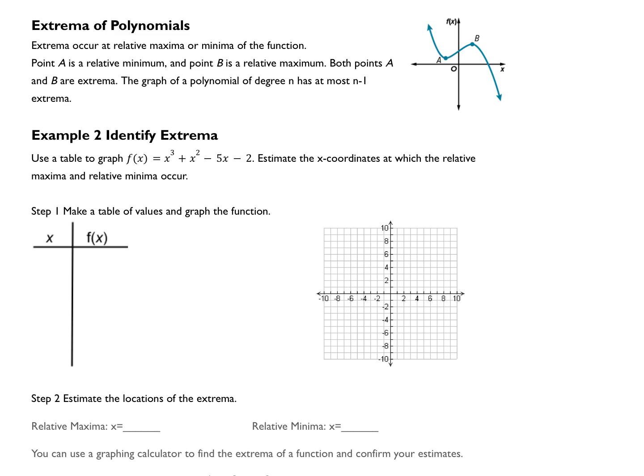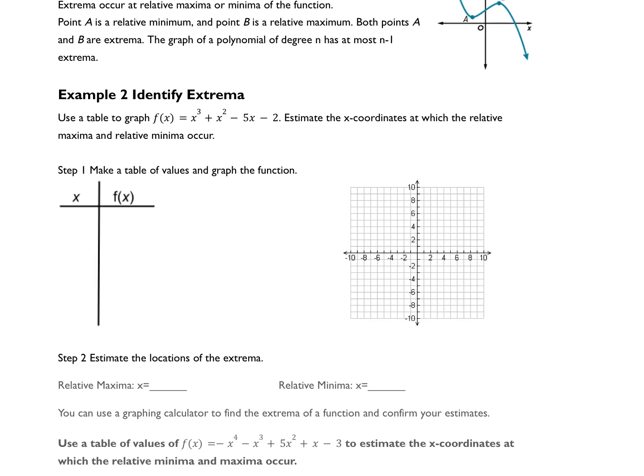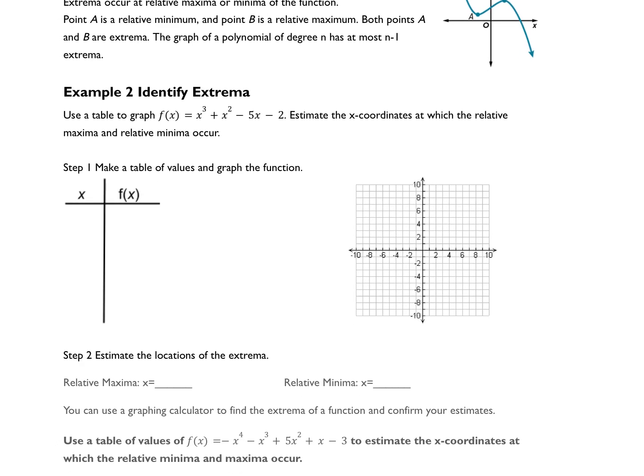The graph of a polynomial of degree n has at most n minus 1 extrema. So that's important to remember. It means that if we have a third degree polynomial, at most it's going to have 2 extrema. If we have a fifth degree polynomial, it would have at most 4 extrema. Okay, so just remember that as we move forward.